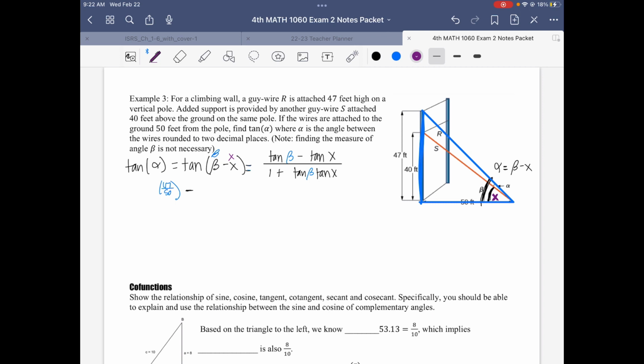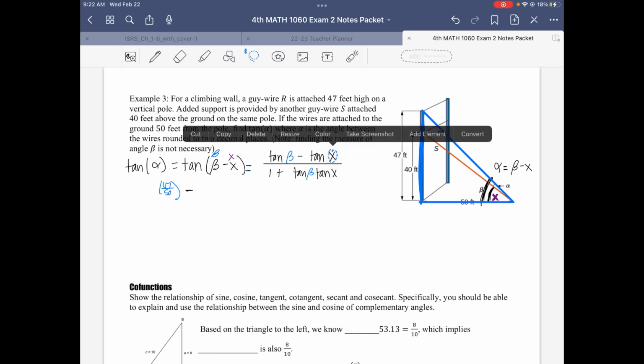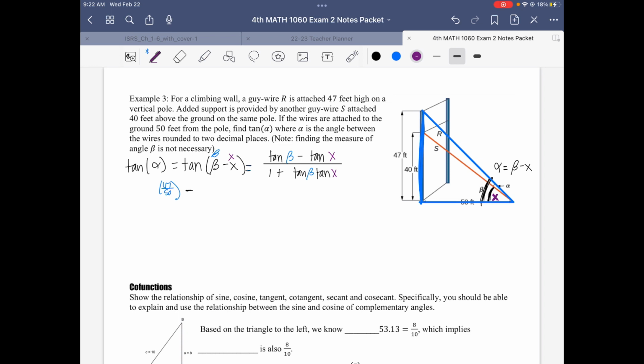minus, now we need to do tangent of x. So I'm going to change the color here just to make it a little more clear what we're talking about. And I will also do the same thing. So x, we're dealing with this smaller triangle right here. So the tangent for it would be only 40 over 50. And then we would divide it and do 1 plus, and again, we found these values, so now we just have to plug them into the correct place in the formula.